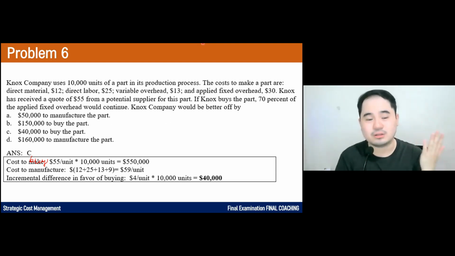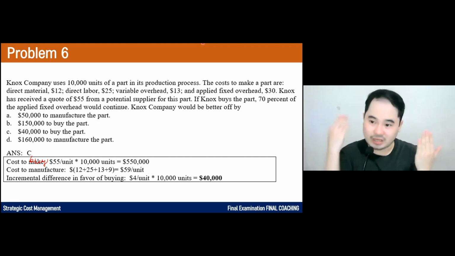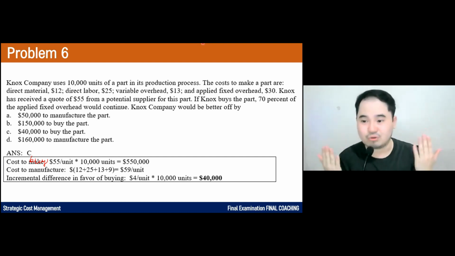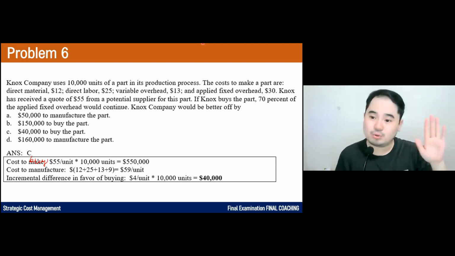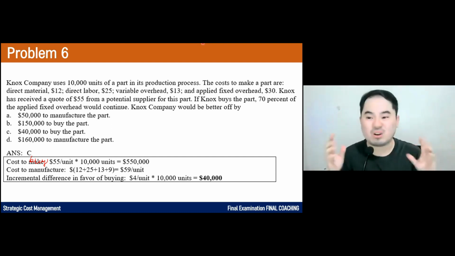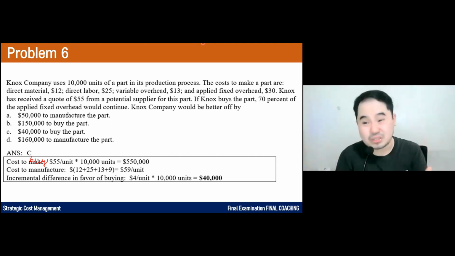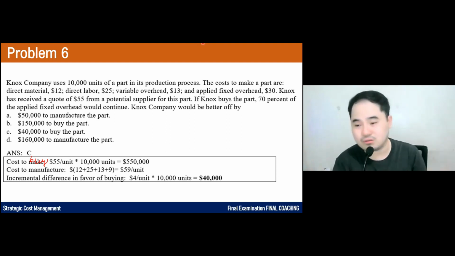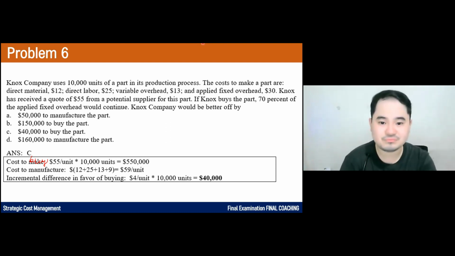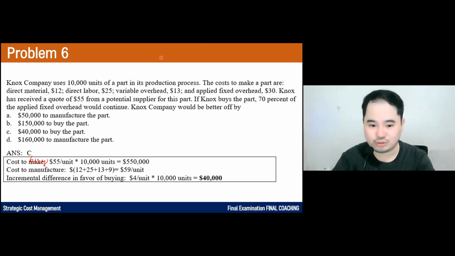Pag itong alternative yung kinonsider ko, ito yung mangyayari. Pag ito, ganito siya, no? So magkaiba, relevant siya sa decision. Pero kapag two alternatives pero pareho lang siya, usually fixed cost yung ganyan, you will still be incurring it whatever alternative you have, irrelevant yon sa decision natin.